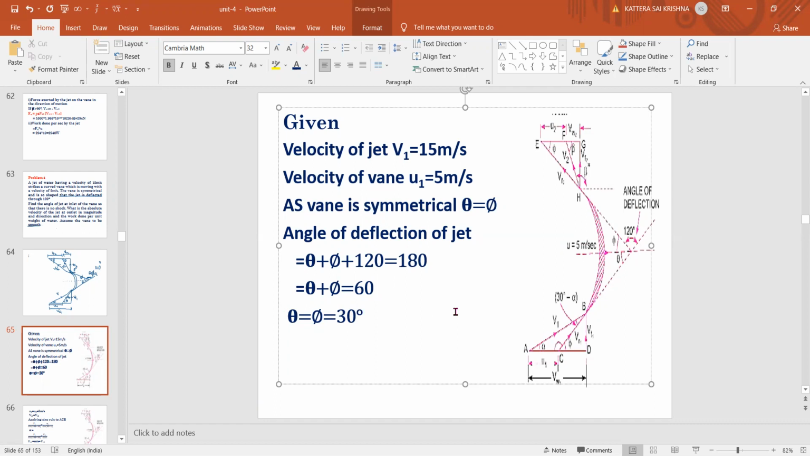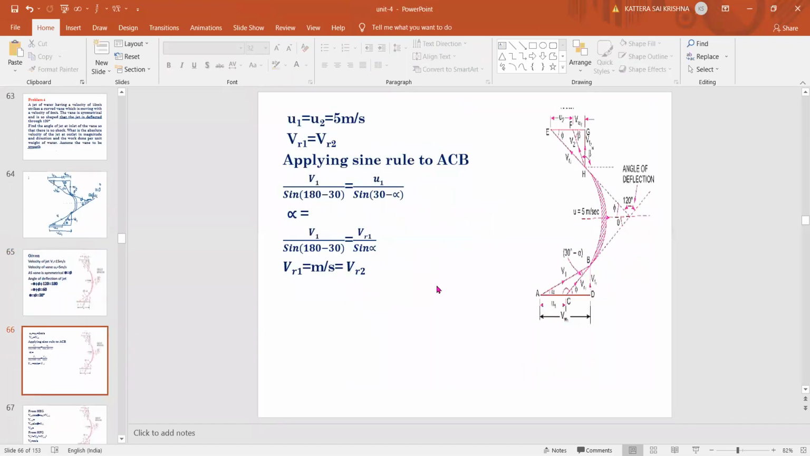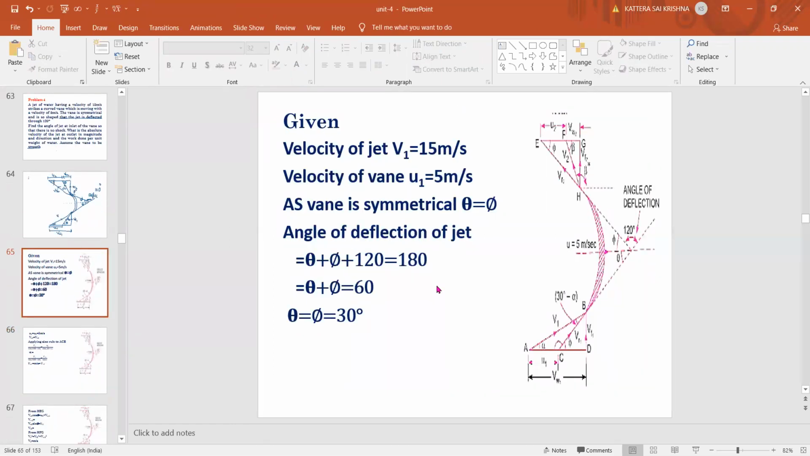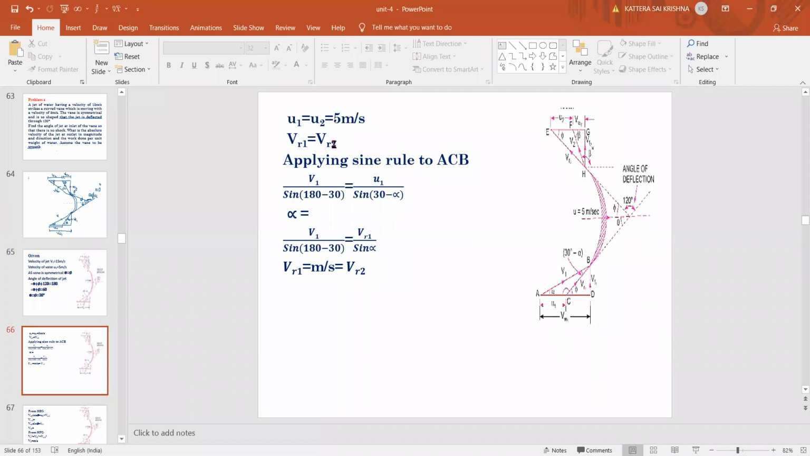After this, for finding the angles, we can use the sine rule for the triangle at the inlet and the triangle at the outlet. We already got two angles, theta and phi. For the remaining angles, we can use the sine rule. The conditions you already know: since the plate is smooth, VR1 equals VR2, and the blade velocities U1 and U2 will always be the same for a plate. U1 and U2 are 5 meters per second, and VR1 equals VR2.